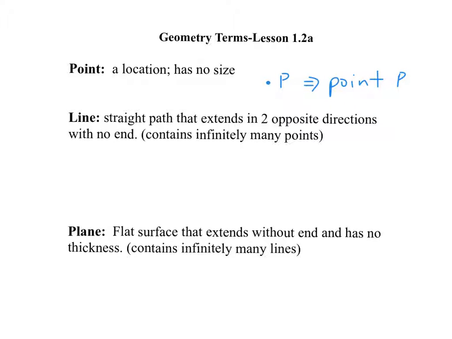A line is a path that extends in two opposite directions with no end and has infinitely many points. So a line is actually just a bunch of points as close together as they can be so that it doesn't look like there's any gap, okay? Basically, a line is all these points.